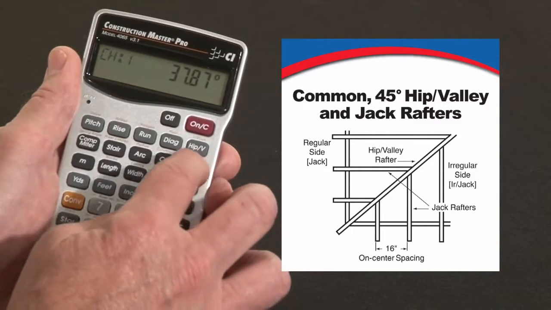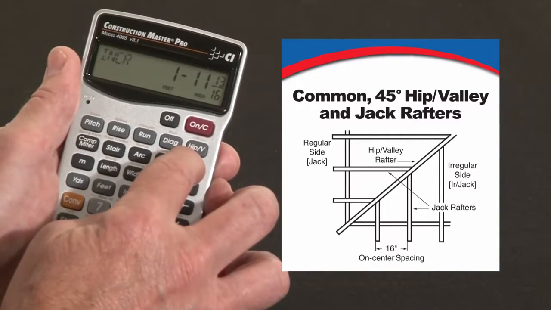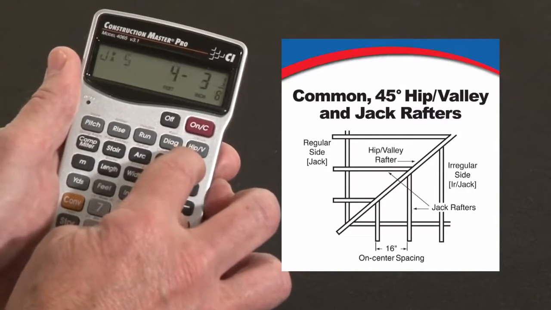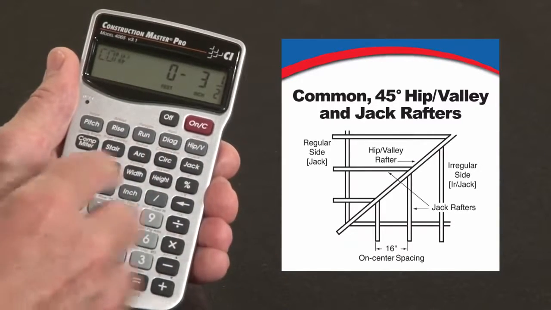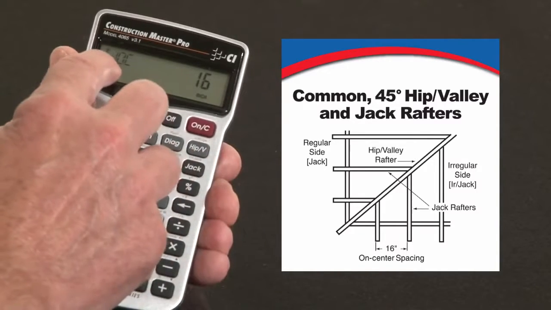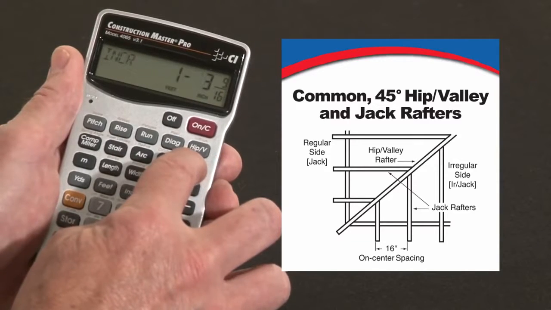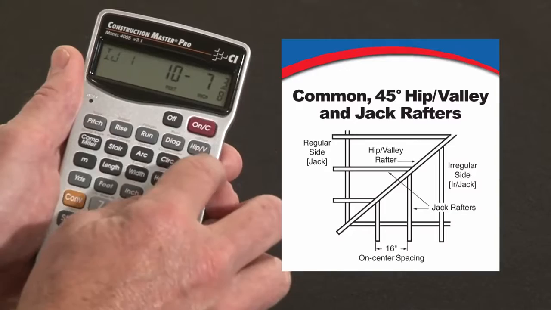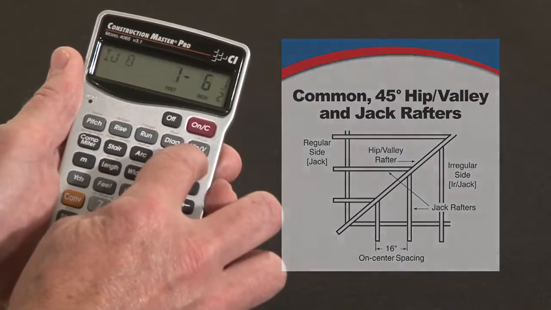And now I can also solve for all the jack rafters. Same on center spacing. Here's the incremental change, and here's all the regular jack rafter lengths all the way down to the corner. To get the lengths of the irregular side jack rafters, I hit convert, and over the jack key it says irregular jacks. So when I press the jack, it says irregular jack on center spacing, the same 16 inches we're using. Press it again, there's the increment of change, and then it'll start with irregular jack number 1 on down to the corner, the length of every single one of those jacks.